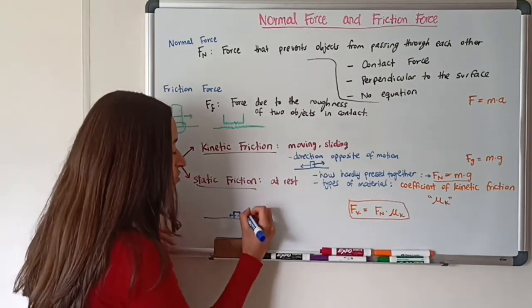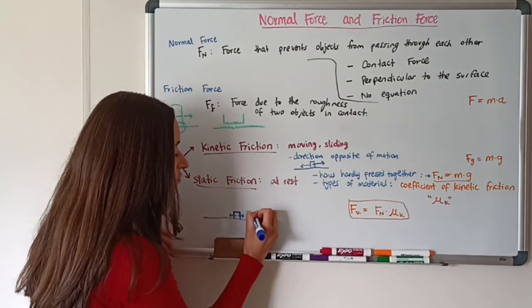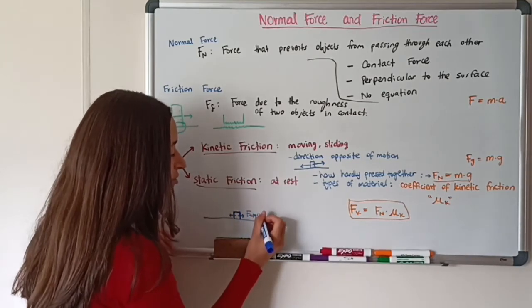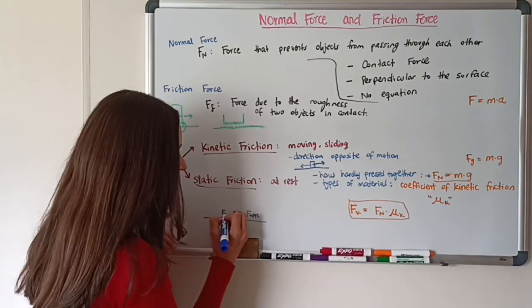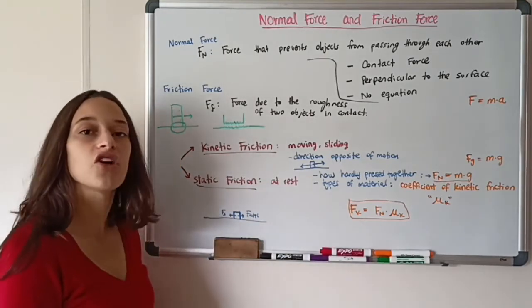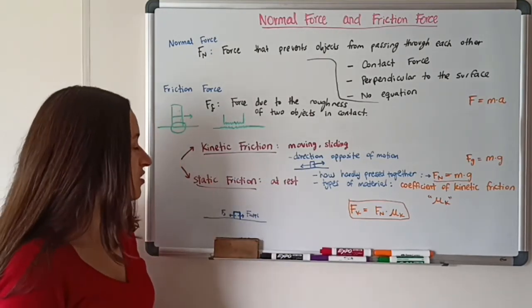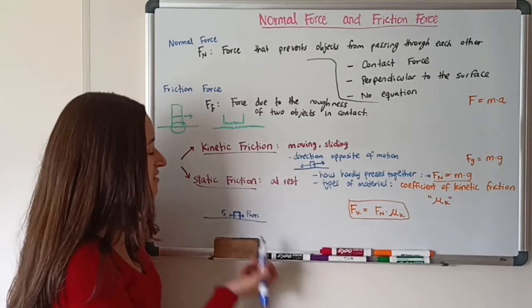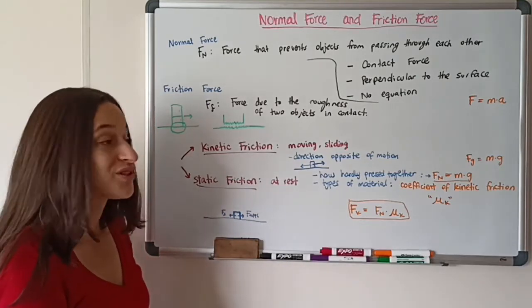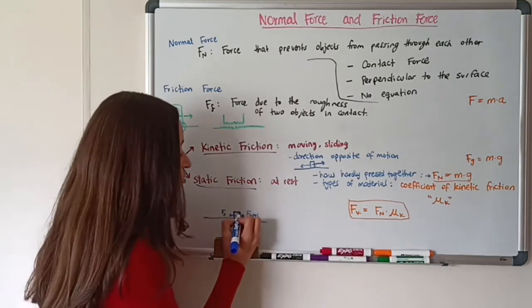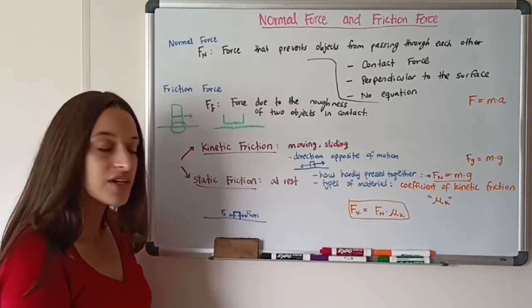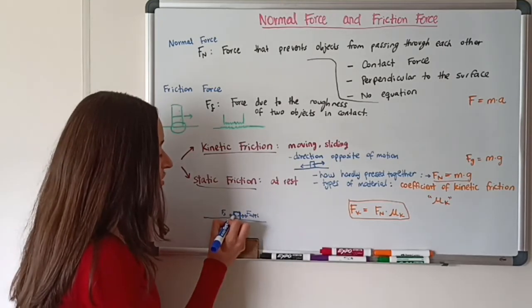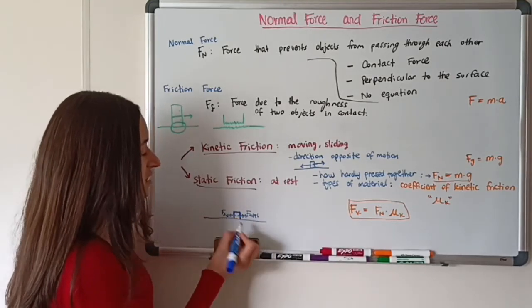So this we're going to call the applied force. We can put F app for applied. And this force over here is going to be the static friction, because since the box is not moving, it can't be kinetic friction. So the static friction would be this size. But what if you push a little harder? If you push double that force, but it still doesn't move because it's very heavy, the static friction has to be exactly the same size.